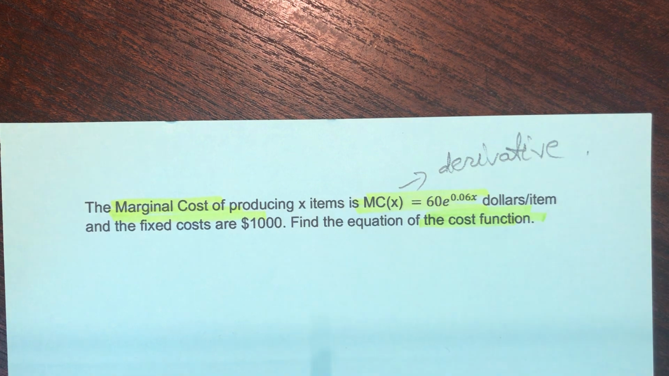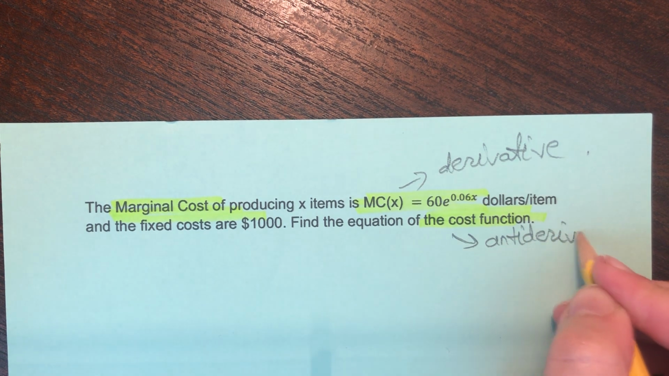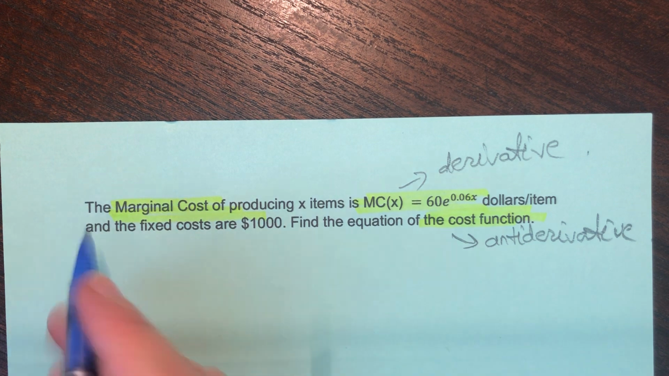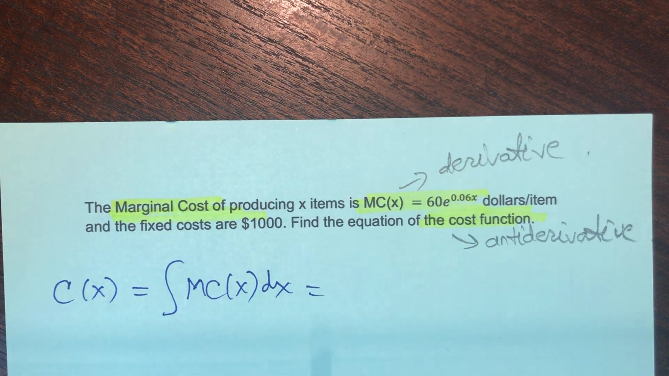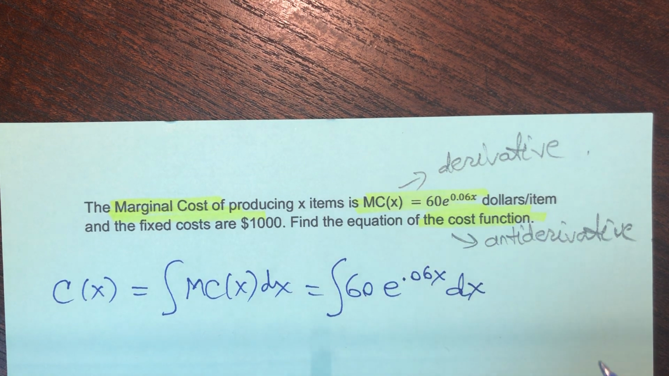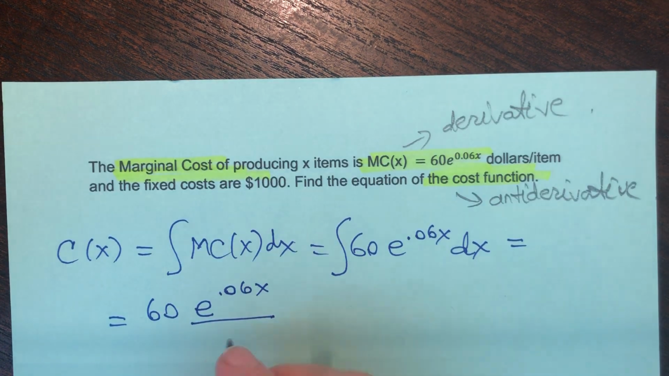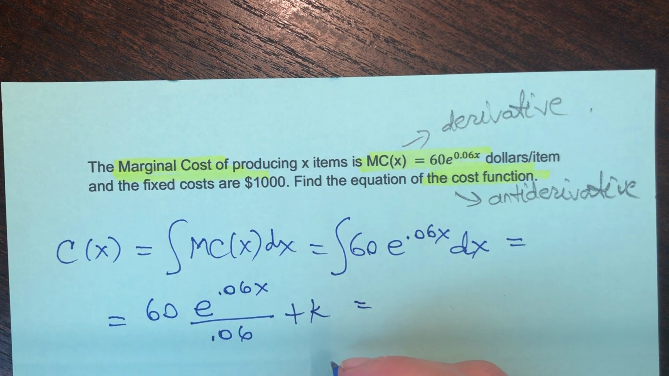So if I want to find the cost function out of the marginal cost, that means to find the antiderivative. Okay. So the cost function is the antiderivative of the marginal cost. Okay. So it's the antiderivative of 60 e to the 0.06x dx. Okay. How do I find the antiderivative of that? Well, it says keep the 60, keep the e, but divide by the coefficient of x if it should have one. Okay. And 60 divided by 0.06, that should be 1,000.